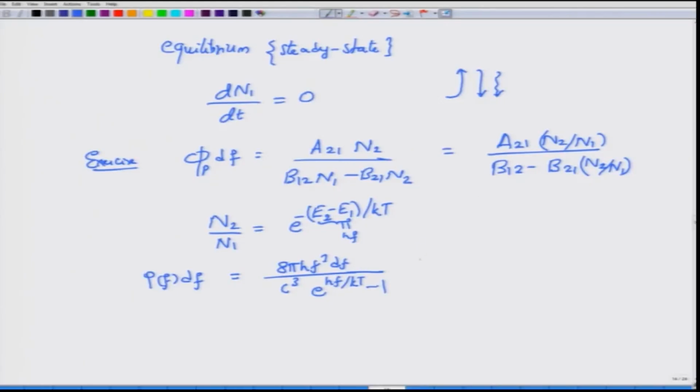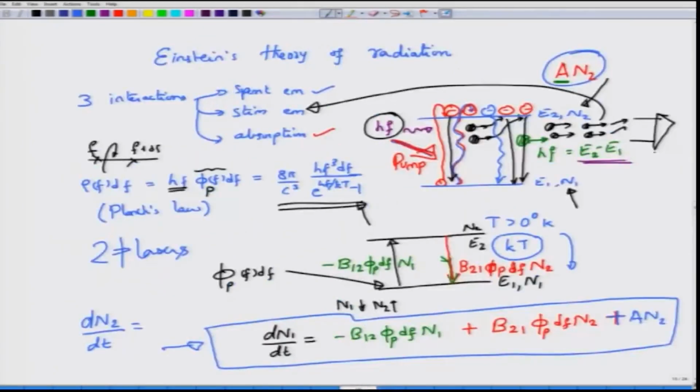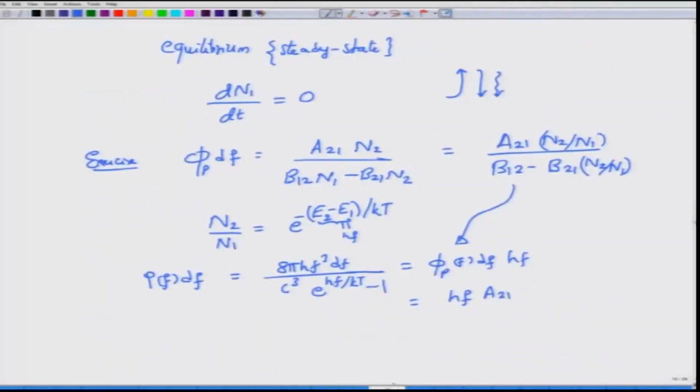So, this is of course equal to phi p of f df times hf. If you remove hf from both, then you will actually be able to write down the equation. Alternatively, substitute for phi p of f from the above equation, and then equate the two. What you get is hf A21. Sorry, I changed the notation here slightly. Instead of A, I have written it as A21, just to indicate that this is the interaction from the second energy level E2 to E1.